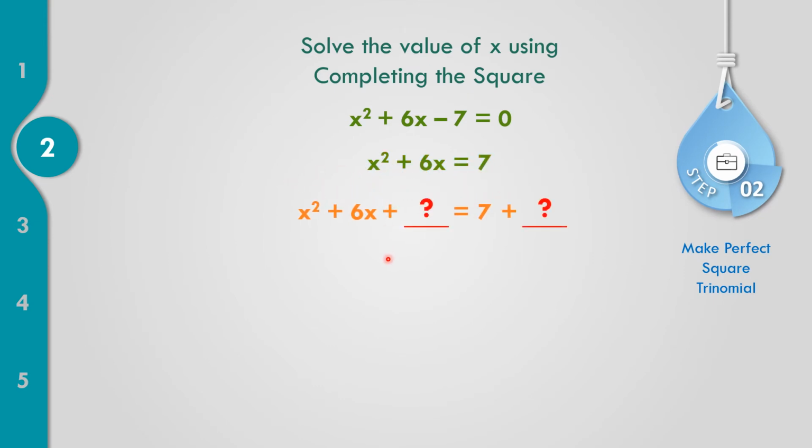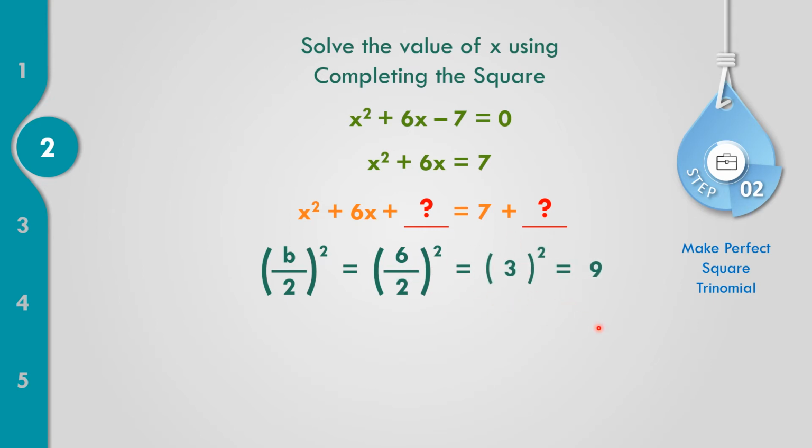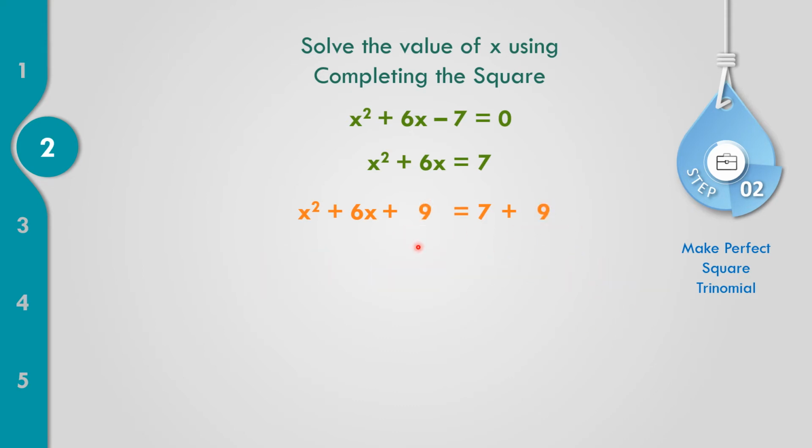Next, make this equation a perfect square trinomial. So it means what could be the number to be added on both sides? Let us see what could be the value of b. b is equal to 6. So 6 divided by 2, squared. 6 divided by 2 is 3. And then 3 times 3 is equal to 9. So the number to be added on both sides is equal to 9.